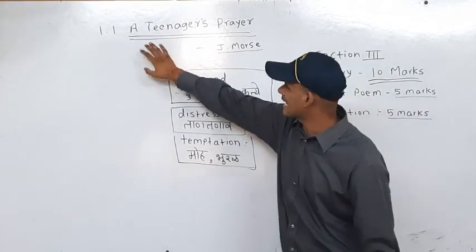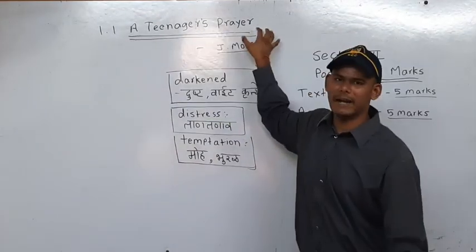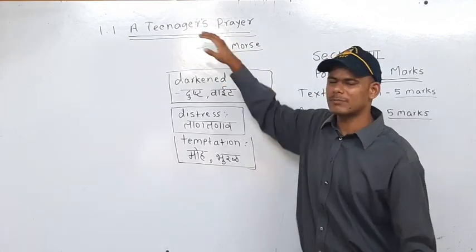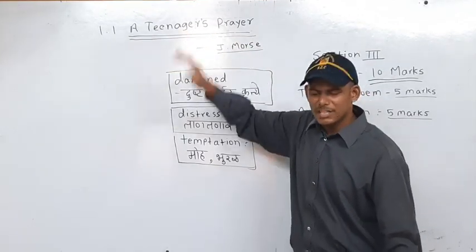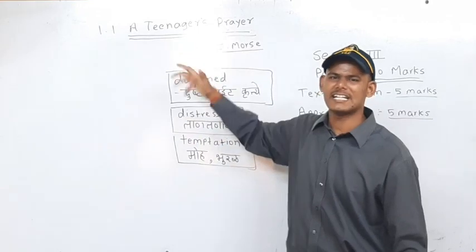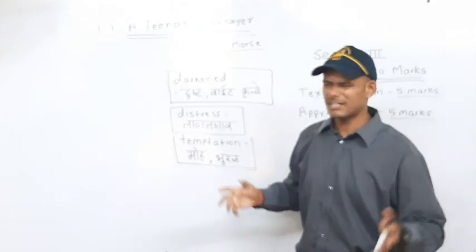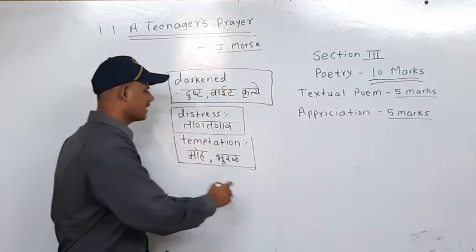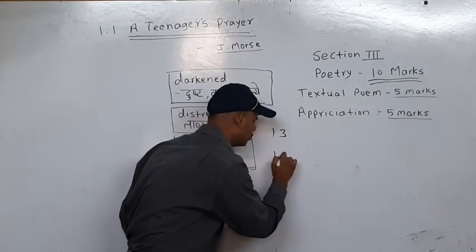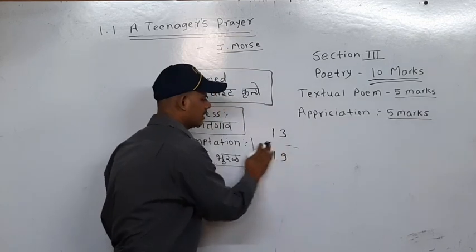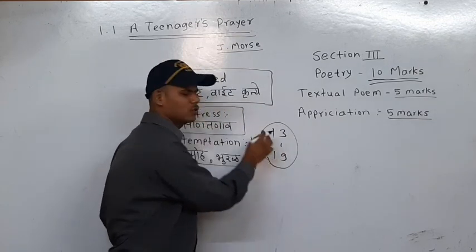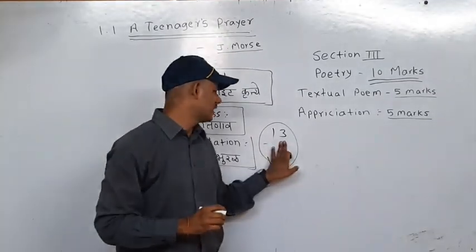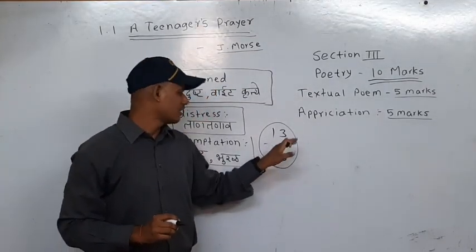What is the title? The title is A Teenager's Prayer. मराठी मध्ये याचं मीनिंग काय होतं? What is the मराठी meaning of the title? किशोरवयीनांची प्रार्थना. Teenager means किशोरवयीन. किशोरवयीन म्हणजे काय? Those students or those children who are in the age group of 13 to 19.